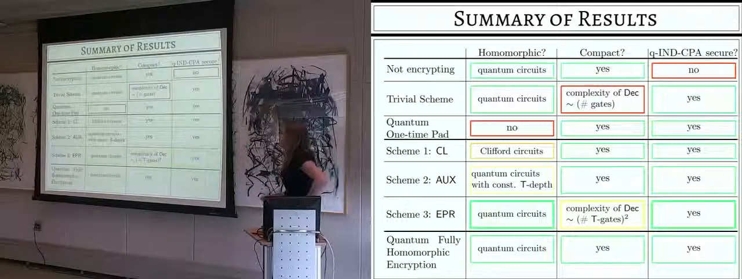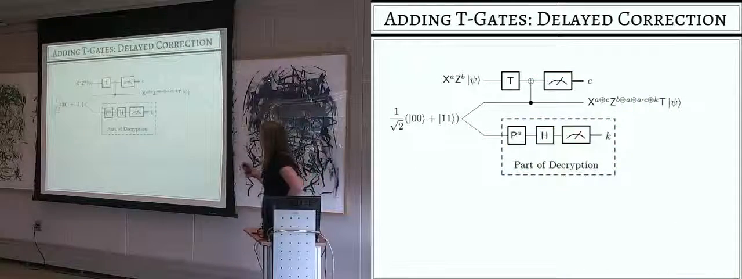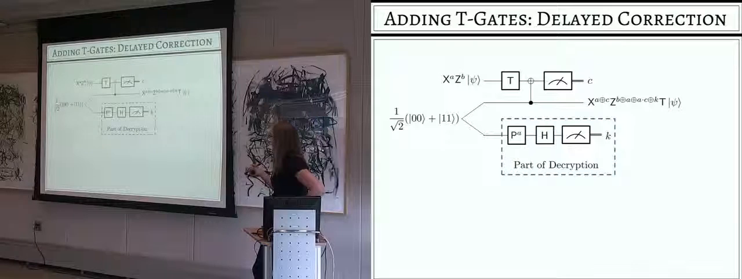And this gives us a scheme which works for any quantum circuit, but the complexity of decryption now depends on the number of T gates. The square actually comes from the fact that later in the circuit, when you measure some k, it's going to depend on previous measurements. So you will have to go through all of the T gates in order and reconstruct certain things which will depend on previous T gates.